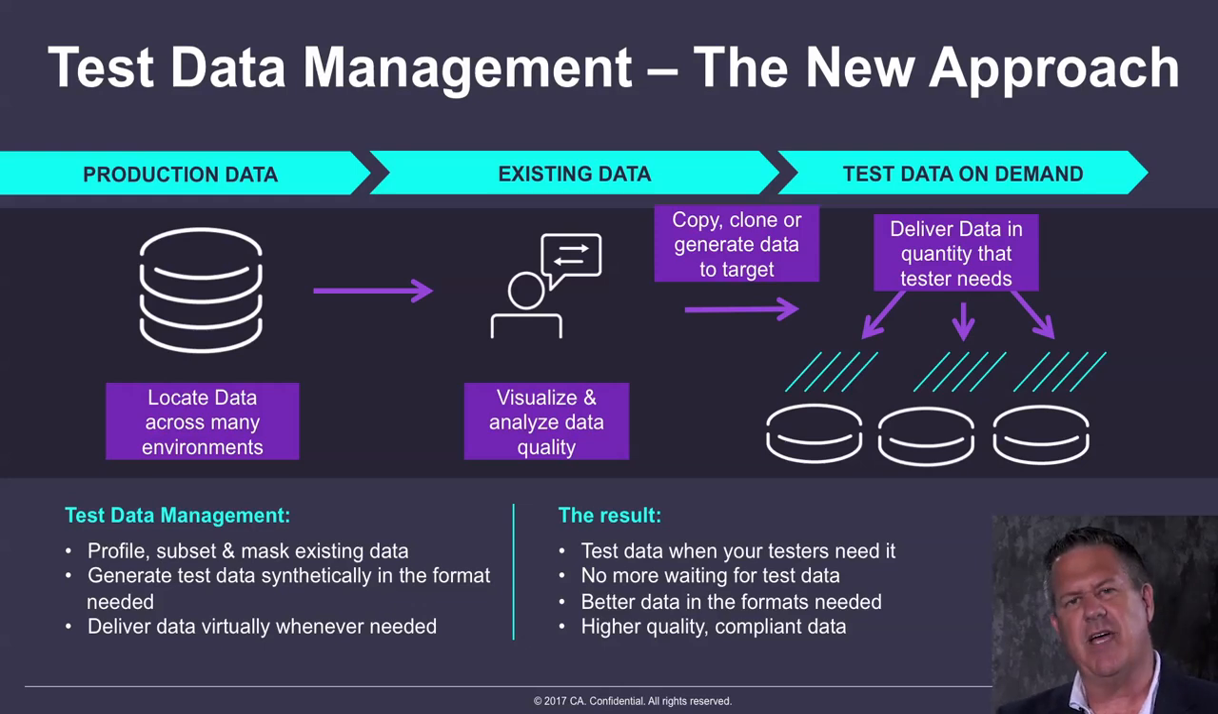So first you can find existing data, analyze the data quality, and then if needed, you can generate the missing data that you need for that particular test. And so there is this concept of being able to use test data on demand. It's basically giving the testers the test data when they need it, whenever they need it, and wherever they need it. And so that's really the evolution of test data management.